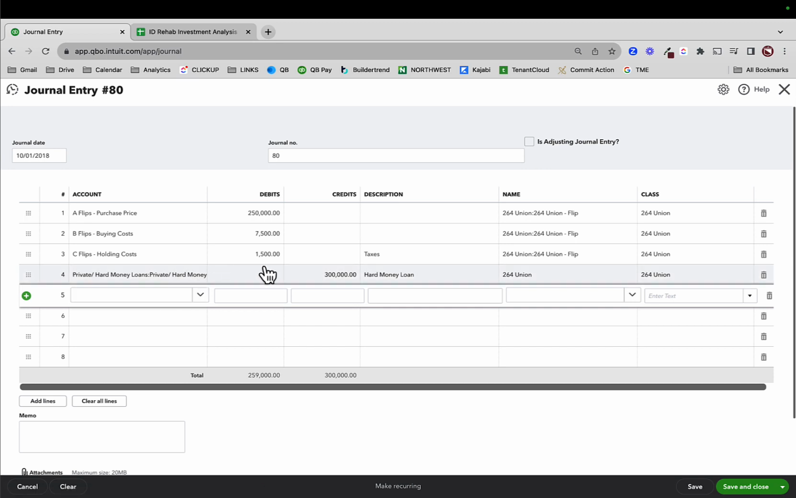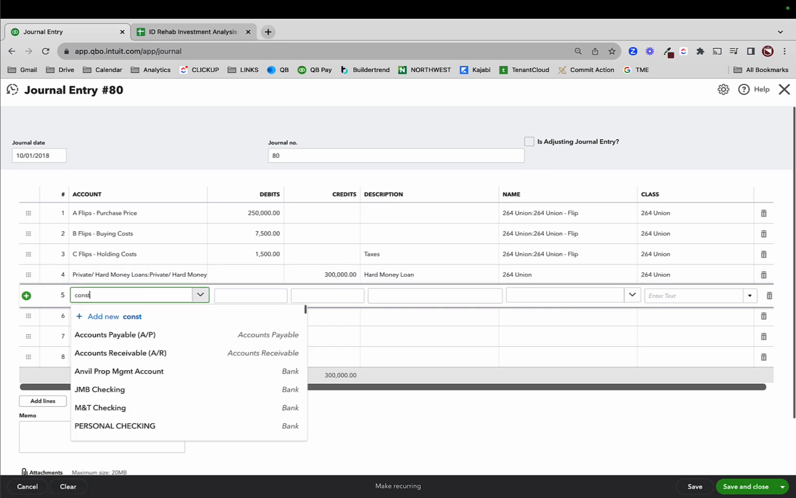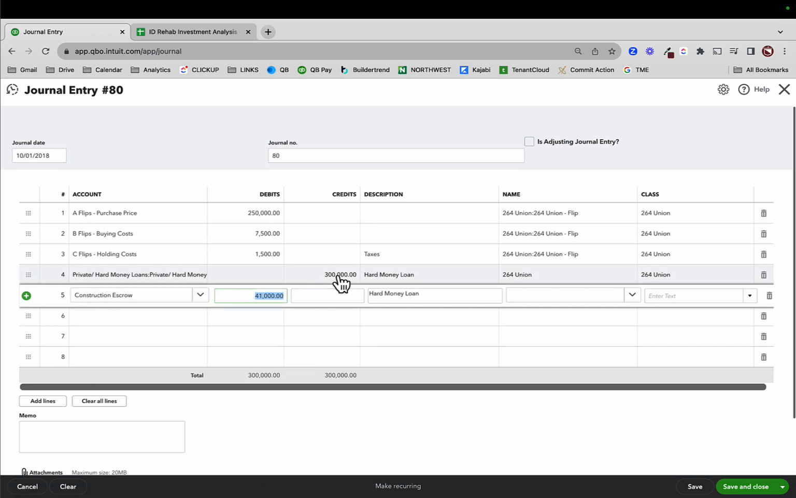So I got my hard money loan of $300,000. Let's say that we are putting some of my construction funds into escrow. Okay, so let's say that they're loaning me $300,000, but $75,000 goes into construction escrow. So again, construction escrow is going to be a balance sheet account, and therefore we would just want to put it to the customer, not the project.